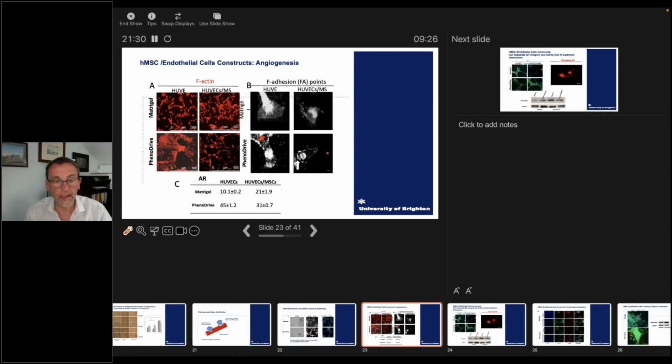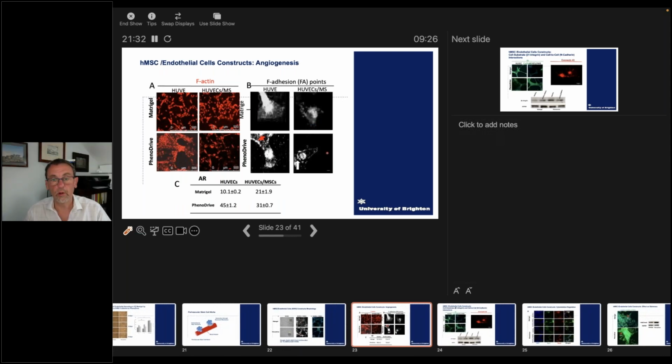We wanted to understand the mechanism of sprouting of endothelial cells on Matrigel and PhenoDrive. And without going too much into the details, you can see how, in the case of PhenoDrive, the tip cells that form the angiogenic sprouting have their integrin clustered in a puntiform manner across the perimeter, whereas in the case of Matrigel it is more homogeneously spread.